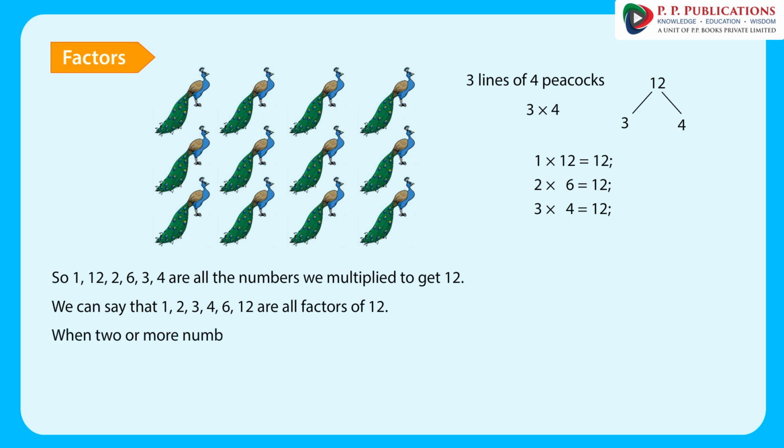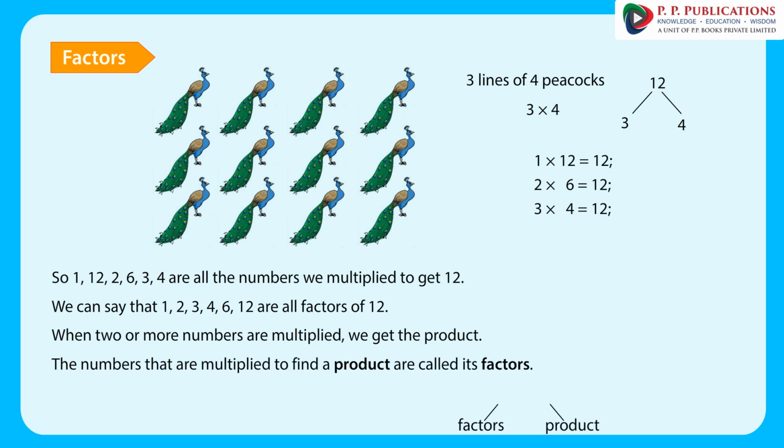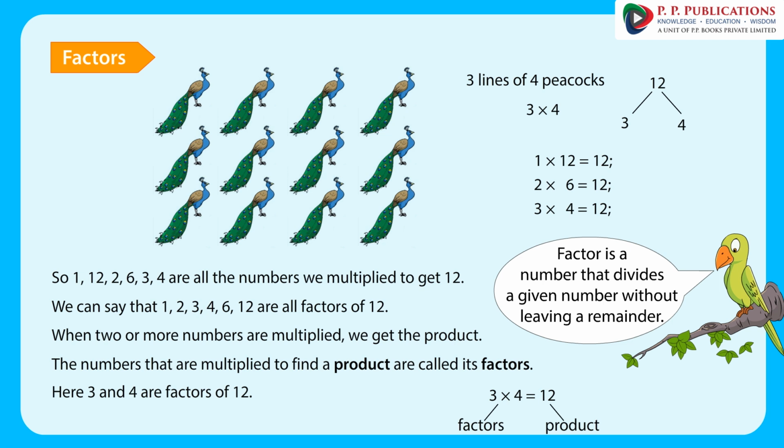When 2 or more numbers are multiplied, we get the product. The numbers that are multiplied to find a product are called its factors. Here, 3 and 4 are factors of 12. A factor is a number that divides a given number without leaving a remainder.